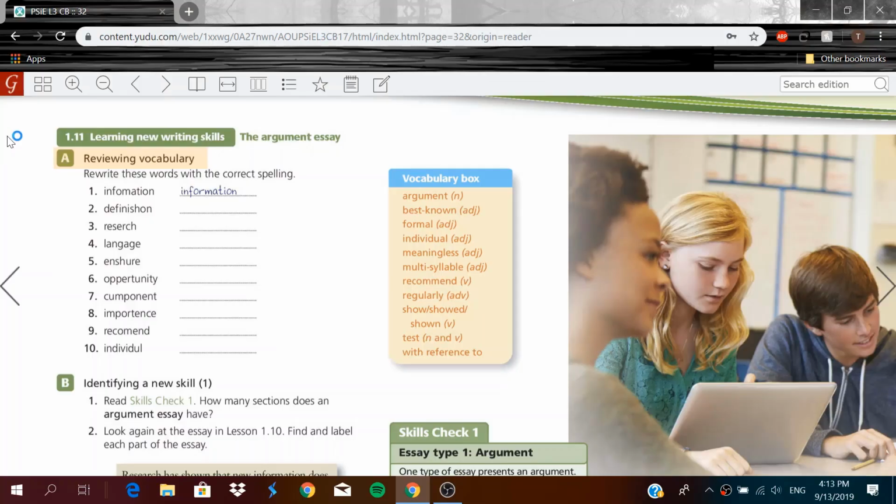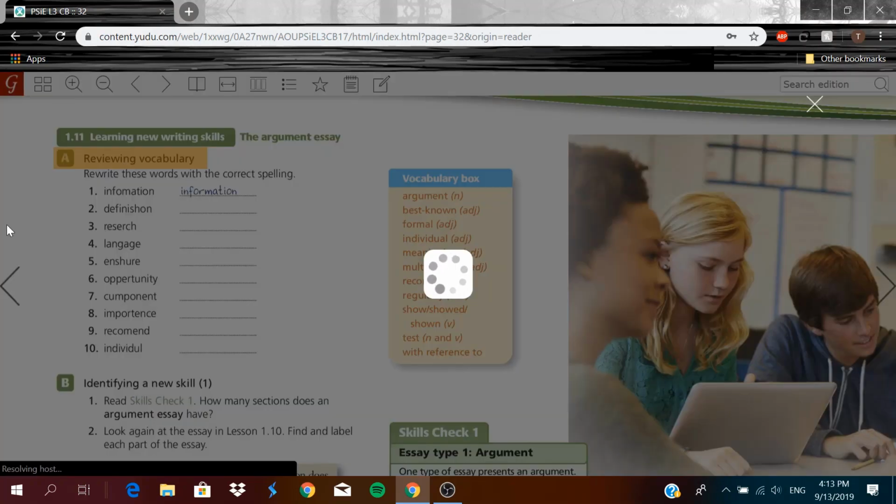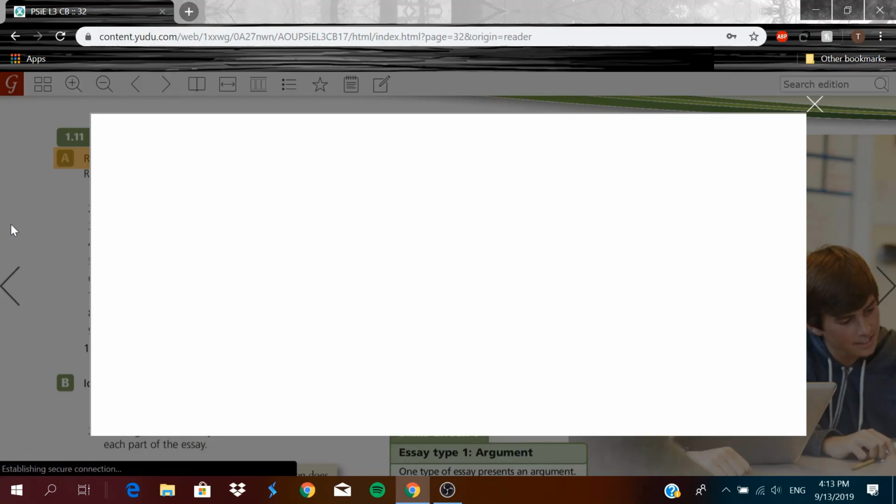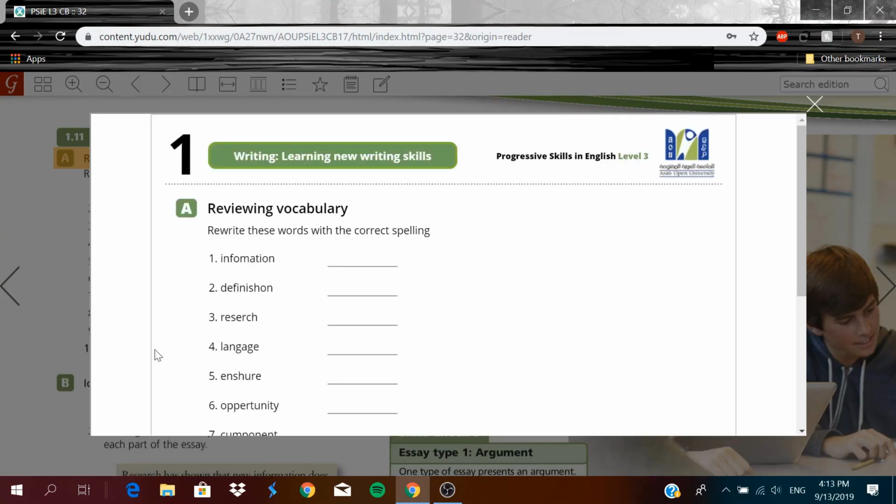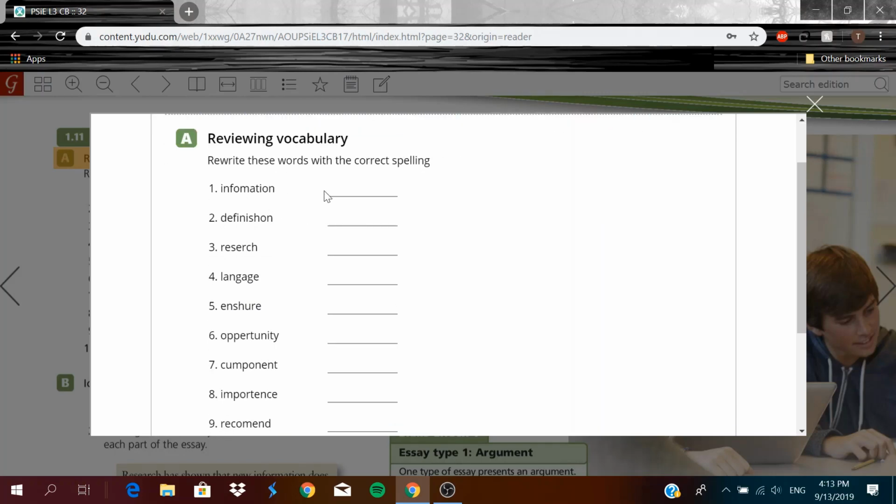Here we have 1.11, learning new writing skills, the argument essay. And we talked a little bit about the argument essay, and we'll get into more detail later on. So here we have reviewing vocab. This one's the one that we always start with, really simple. So rewrite these words with the correct spelling. So here we have information. Obviously the R is missing, so information.